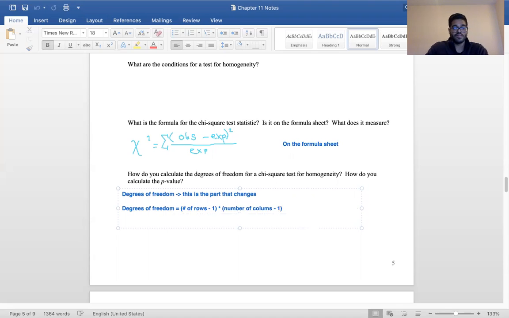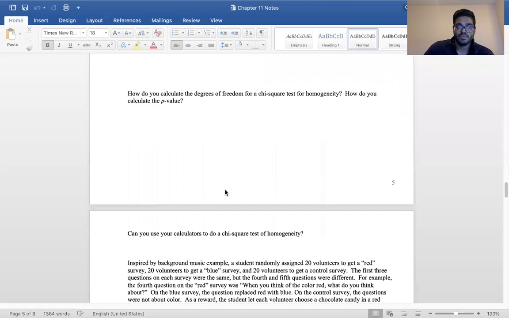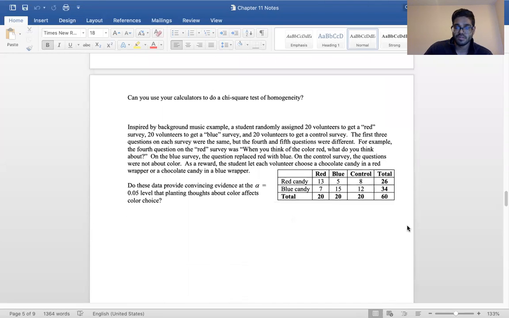Okay, and then on your chi-square table, I didn't mention this before, but the p-value is to the right of the chi-square in that chi-square distribution. Like I said before, you can use your calculator, but again, we're going to do this whole state, plan, do, conclude. We've done that loads of times.